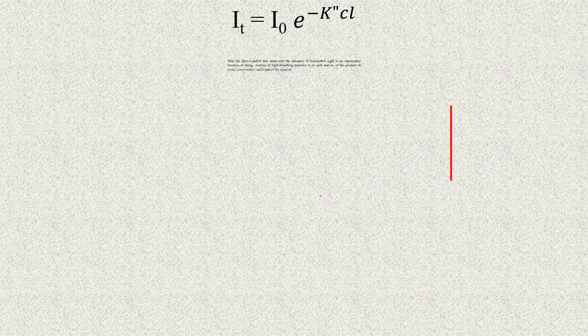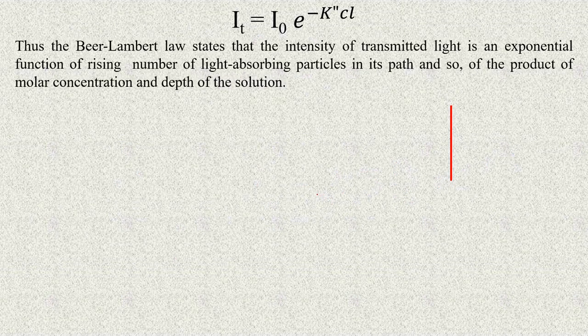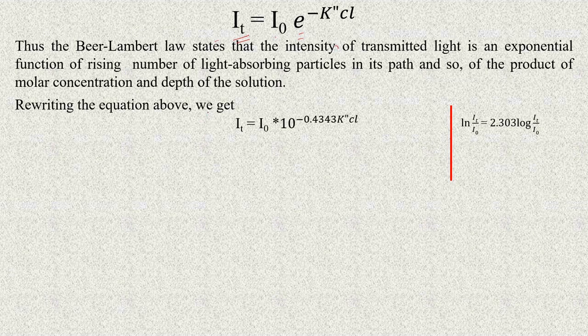So I write at the top of this slide: thus, the Lambert-Beer law states that the intensity of transmitted light, that is IT, is an exponential function of the rising number of light absorbing particles in its path, and so of the product of the molar concentration and the depth of the solution. So we rewrite this solution like this.